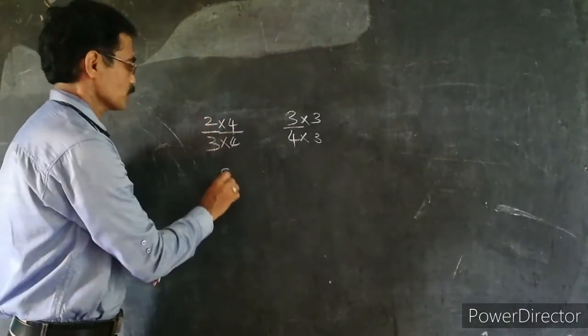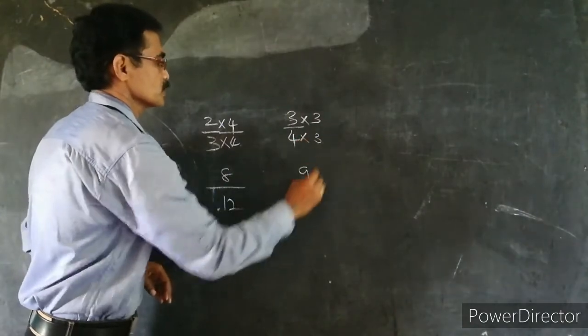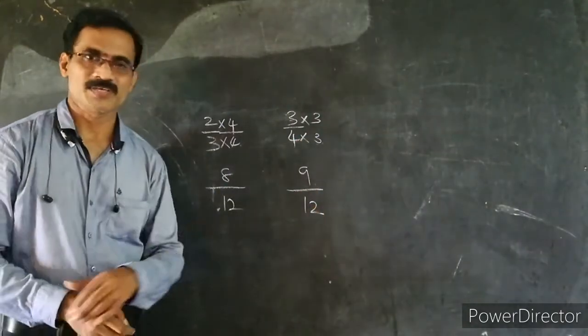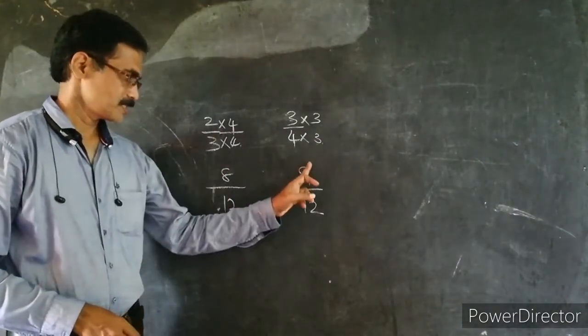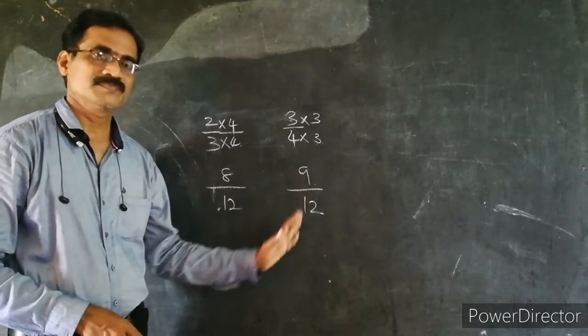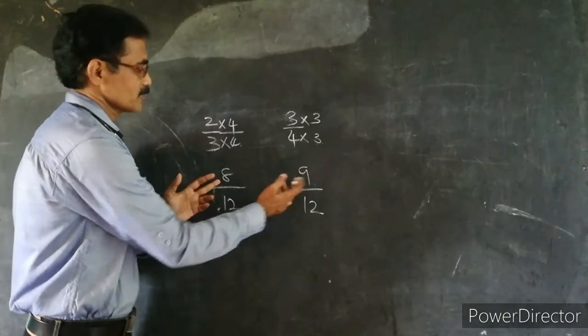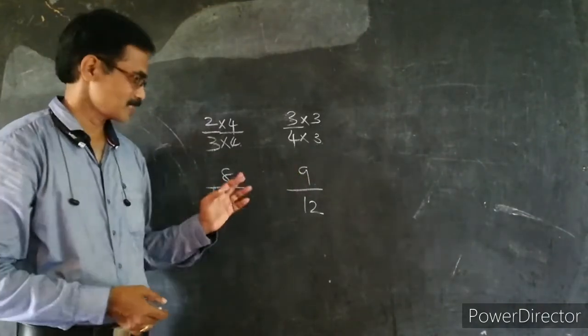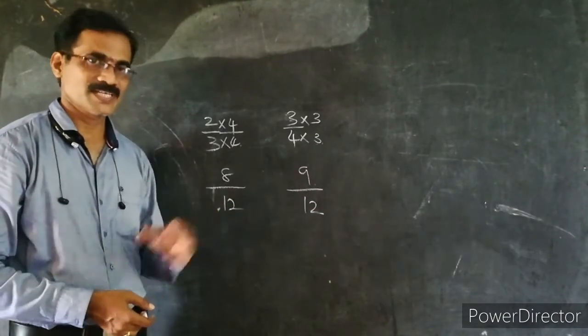Now you will get 2 times 4 is 8, 3 times 4 is 12, 3 times 3 is 9 and 4 times 3 is 12. Now the denominators have become equal. Now between 8 by 12 and 9 by 12 we have to insert some rational numbers. But between 8 and 9 there are no numbers, because 8 is immediately followed by 9. So there are no numbers between 8 and 9.